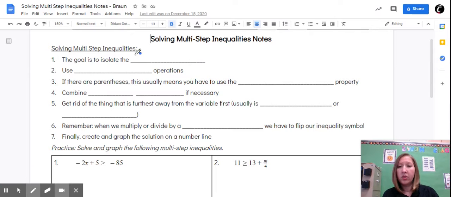The goal is to isolate the variable. So just like when we were solving equations, when we solve an inequality, we need to isolate the variable. That means we want to get it on one side by itself. All right, we want to use inverse or opposite operations.